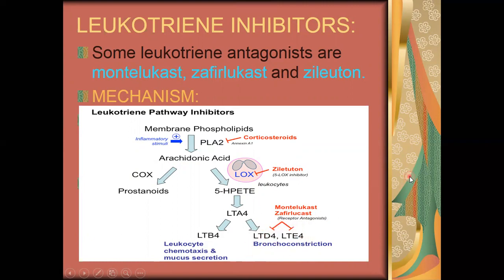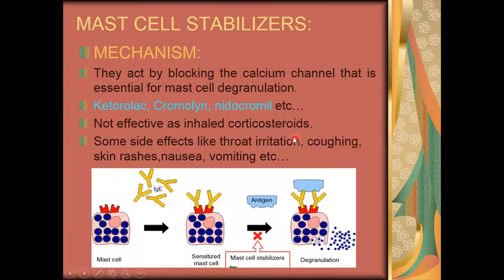And mast cell stabilizers. The name itself indicates that they stabilize the mast cells and inhibit the degranulation process. They stabilize by blocking the calcium channels, which are essential for the degranulation process. Examples for this category of drugs are ketotifen, cromolyn, and nedocromil.